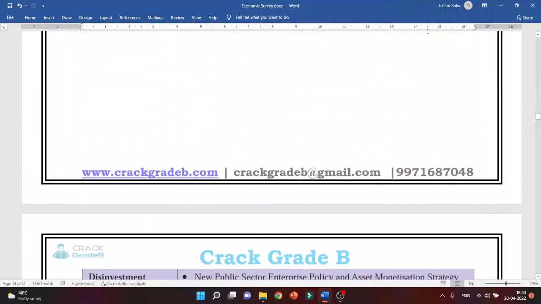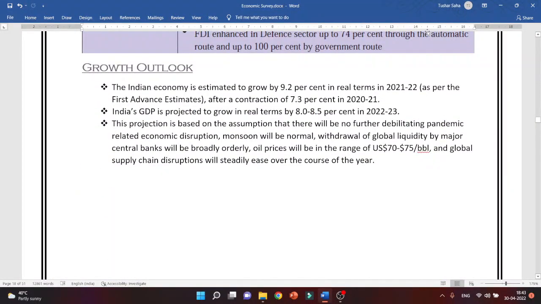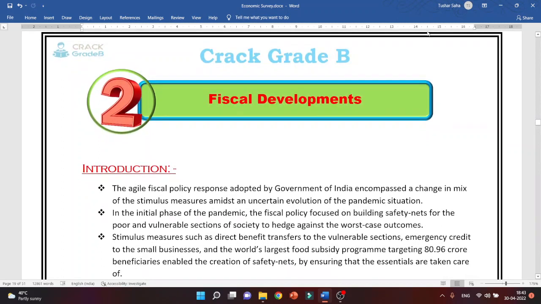Let's see what is there. Okay, let's see the growth outlook. Growth outlook we have already seen above, so let's not repeat things here. Okay, then comes the fiscal development.